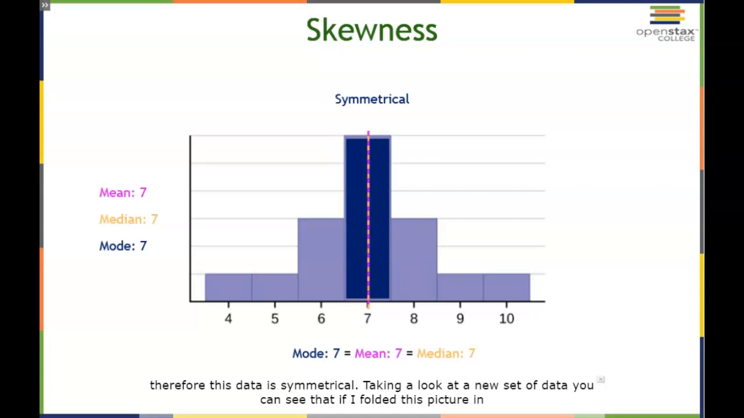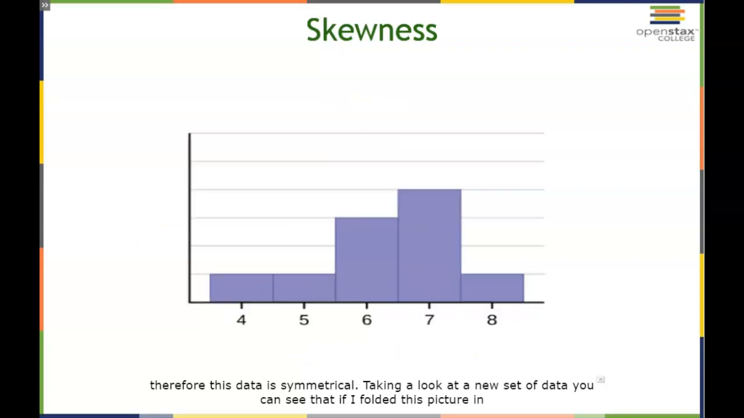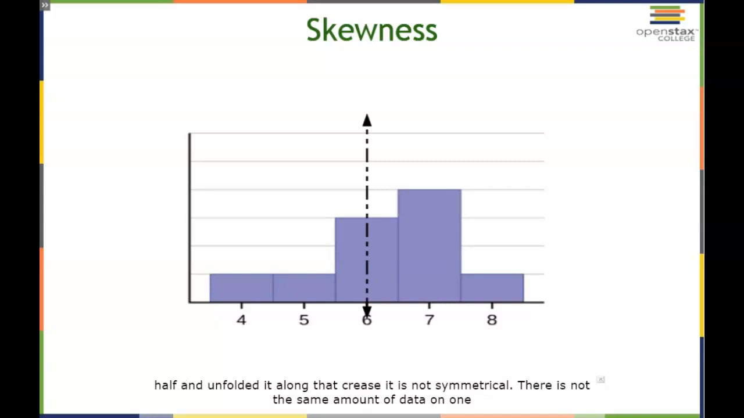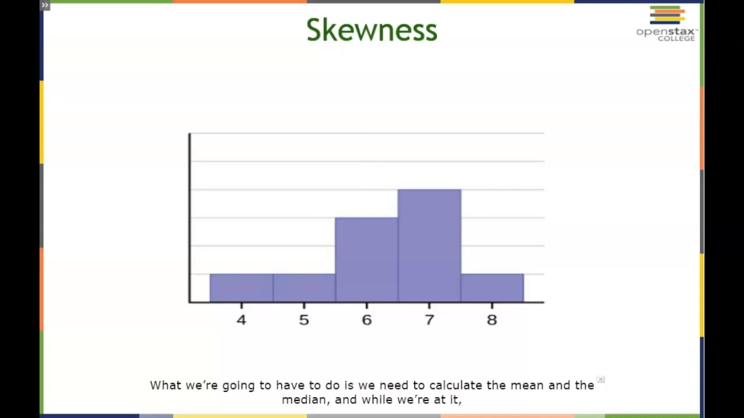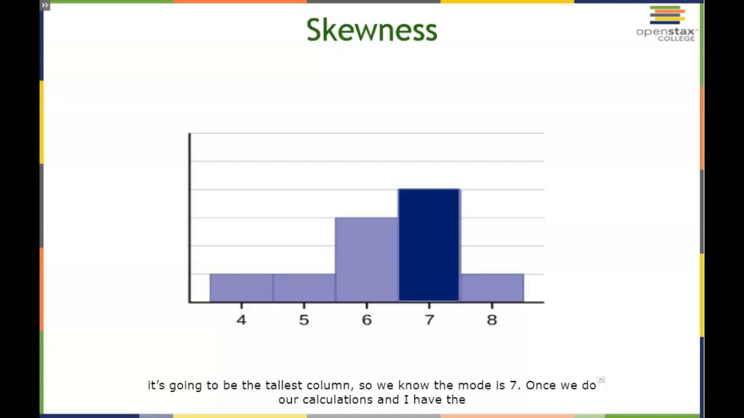Taking a look at a new set of data, if I folded this picture in half and unfolded it along that crease, it is not symmetrical. There's not the same amount of data on one side of the line as the other. So just folding it in half isn't going to tell us much. We're going to have to calculate the mean and the median, and while we're at it, we might as well calculate the mode. Mode's always the easiest thing to spy because in a graphic image like this, it's going to be the tallest column, so we know the mode is 7.